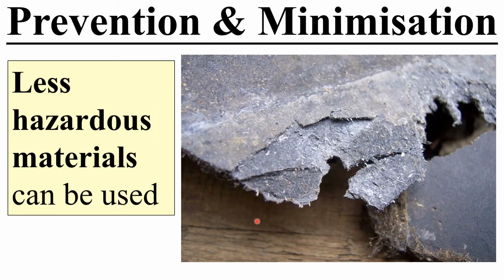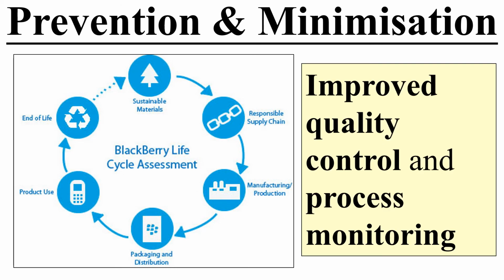Also use less hazardous materials as well. So I think this is asbestos, and those working in companies could have improved quality control, and also, we talked about this before, audits and monitoring the processes that are taking place so that there's less waste produced at each stage. So we're not just talking about, it's easy to think of it as just what we do as the consumers, but there's a lot that can be done in the production of these products as well.